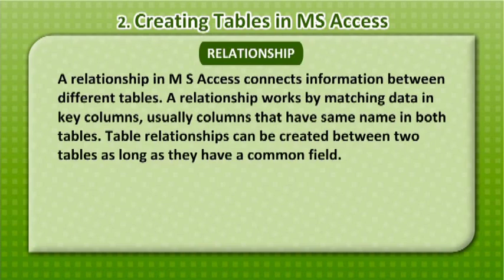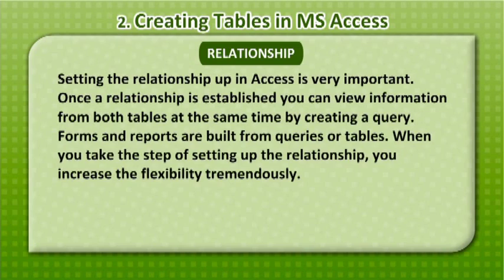Relationship. A relationship in MS Access connects information between different tables. A relationship works by matching data in key columns, usually columns that have the same name in both tables. Table relationships can be created between two tables as long as they have a common field. Setting the relationship up in Access is very important. Once a relationship is established, you can view information from both tables at the same time by creating a query. Forms and reports are built from queries or tables. When you take the step of setting up the relationship, you increase the flexibility tremendously.